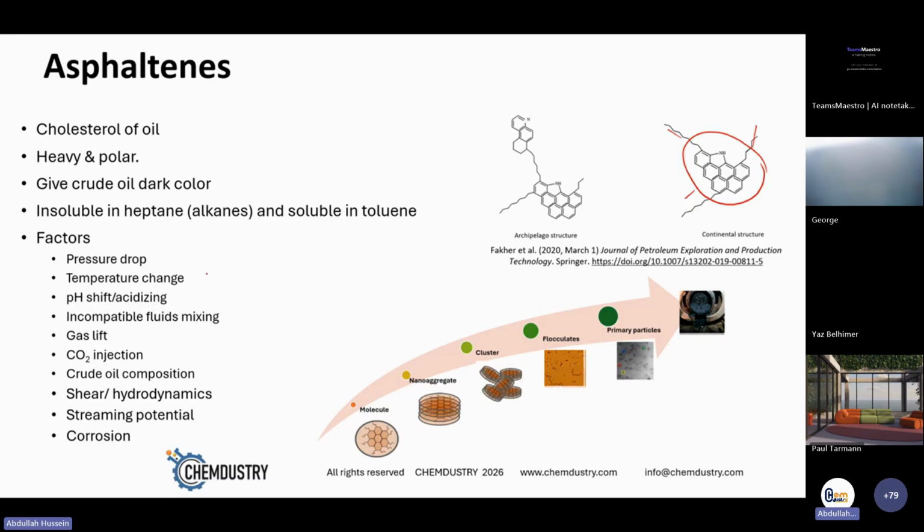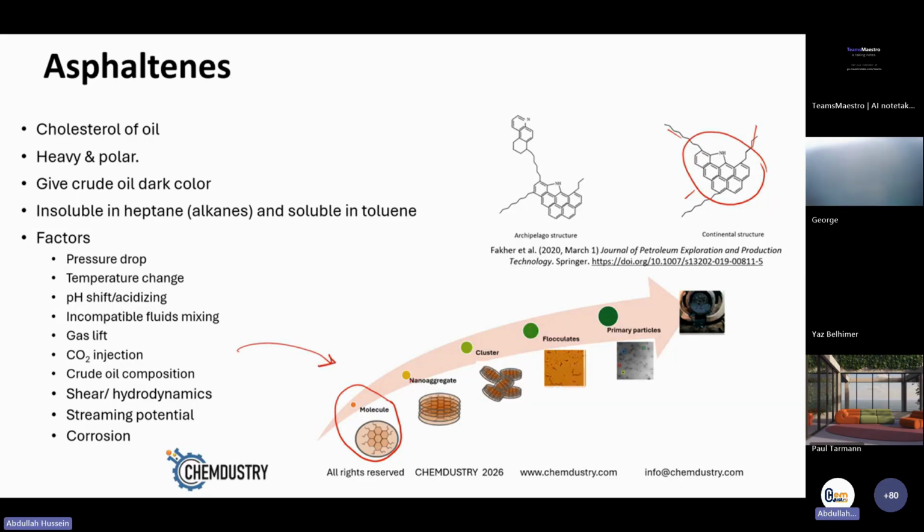How do they deposit in the system? They deposit in a hierarchical way. Starting with the molecule, that is normally stable under reservoir conditions. But when the system conditions change, like a pressure drop, temperature change, pH change or acidizing, mixing incompatible crudes, gas lift operations, CO2 injection, any change in the crude oil composition, because of the shear and the system hydrodynamics, even the streaming potential in the system and corrosion, can induce destabilization of the asphaltenes. When that happens, they will start to aggregate.